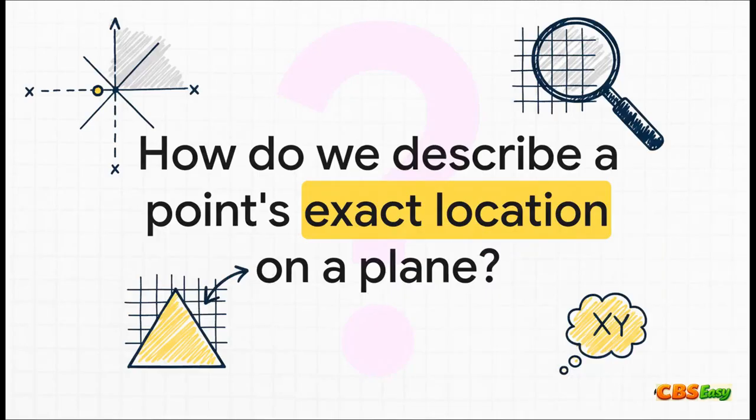So, think about it for a second. How do we describe an exact location? On a map? A screen? Anywhere on a flat surface? Well, it's kind of like a treasure map, right? You need two key pieces of info: how far to go across and how far to go up. That's it. That's all coordinates are. It's a simple but super powerful address system for everything.